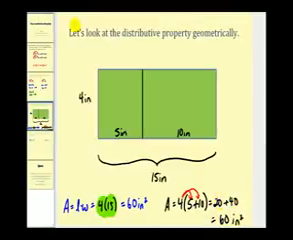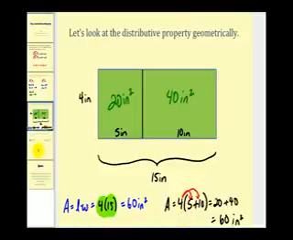Well, this 20 here represents the area of this smaller rectangle here. Notice the dimensions of this rectangle are 4 inches by 5 inches, and this 40 here represents the area of this rectangle here with dimensions 4 inches by 10 inches. So the area would be 40 inches squared. So this illustration just justifies the distributive property geometrically.